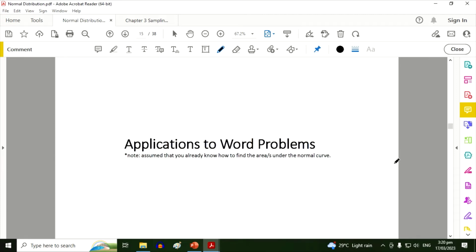So now let's go to applications to word problems. This time, I'm assuming that you already know how to find the areas under the normal curve.